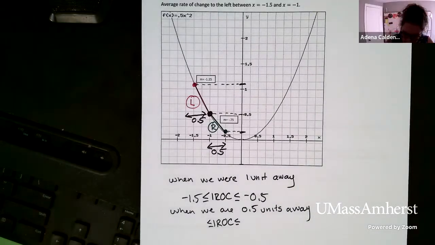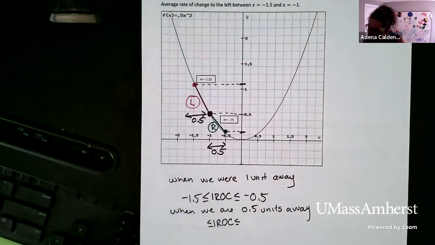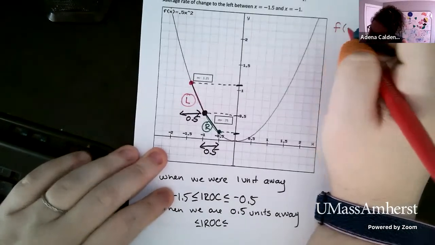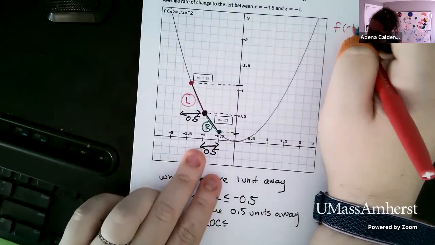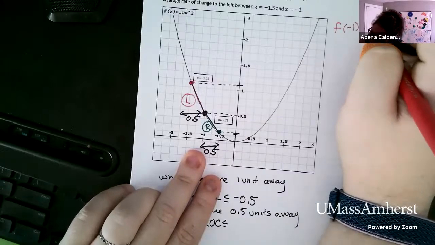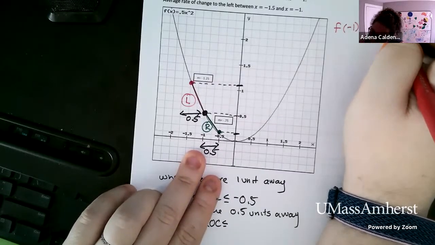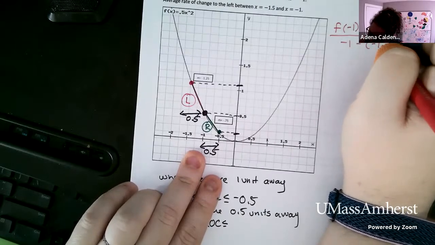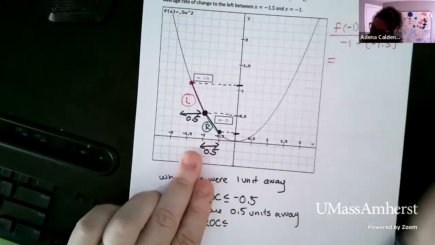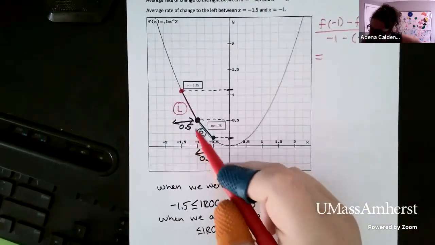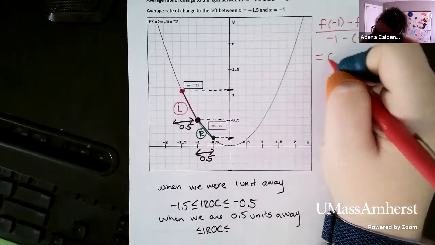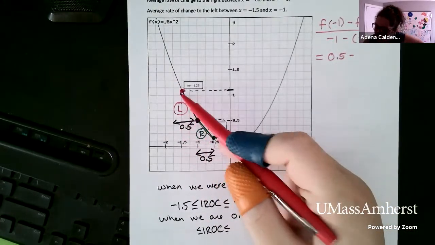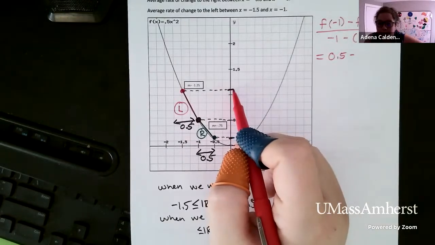Okay, so let's start with the left-hand approximation. When we do a left-hand approximation, we are interested in looking at what's happening between -1 and -1.5. So f of -1 minus f of -1.5, divided by -1 minus -1.5. So f of -1, we come up here, we get 0.5. That's the same as before. But now for f of -1.5, we have to approximate this value here.